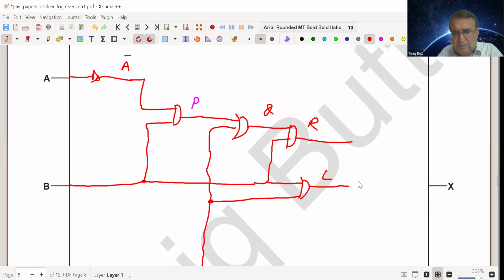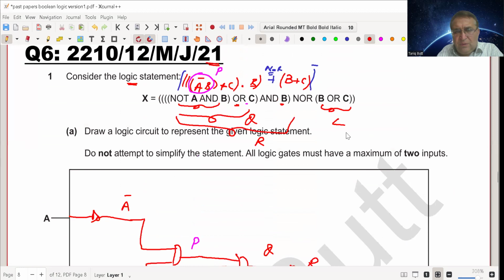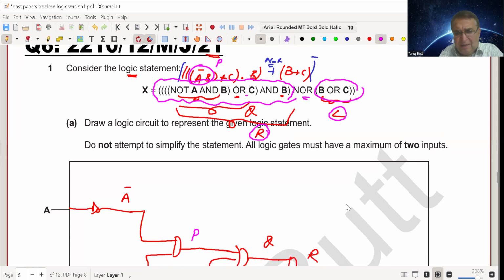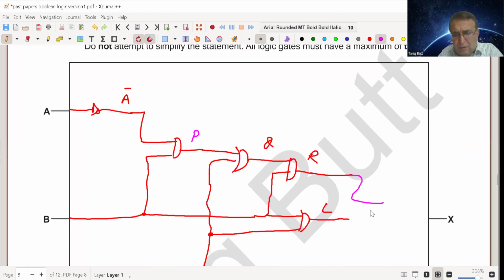And then finally, this whole one, which we had called R, and this one we called L. We have to NOR them, R and L. So NOR of R and L, and this is the final output X. That's it. So I hope it is clear. Fine.